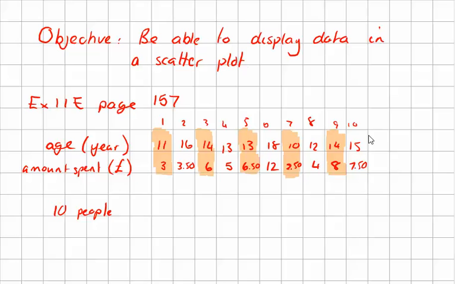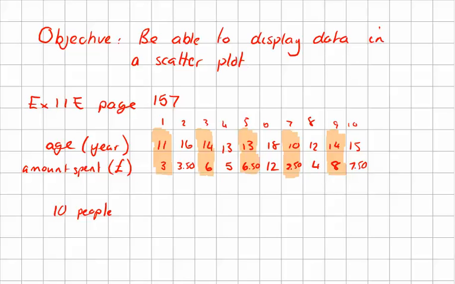It's not been put in any order because there's no point putting the ages in order, because then the amounts won't be in order. It doesn't matter. By putting it in a scatter plot, that's when we start putting things in order. So we've got to draw a scatter plot to show this information. Now it gives you some information in the question about what to do, but let's talk about it as if we just have the data on its own.